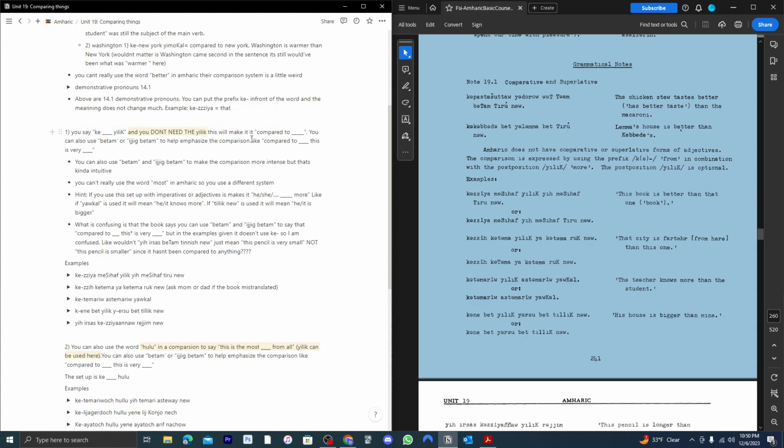You can also use the word ijig batam. And oh yeah, you don't need the yillik, and this again will make it, compared to blank. You can use batam or ijig batam to make it a more emphasized comparison. Like compared to this is very much, I don't know, hotter, or very much worse, or very much better.